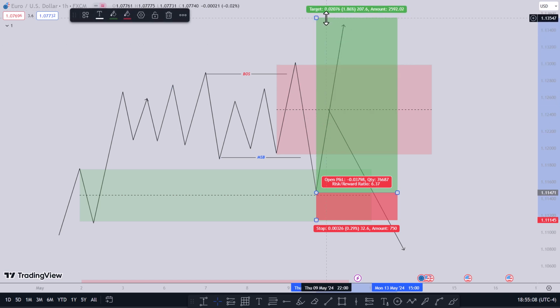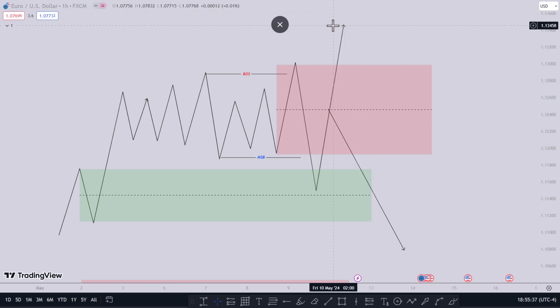For 6R or 7R, and you have a really low win rate, like 30% or 25%, because this is bad for your psychology, right? Alright, so now let's talk about the time frames.